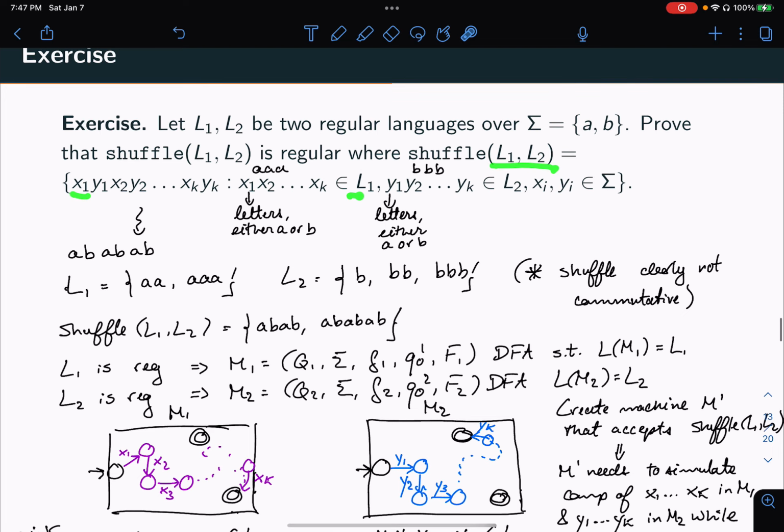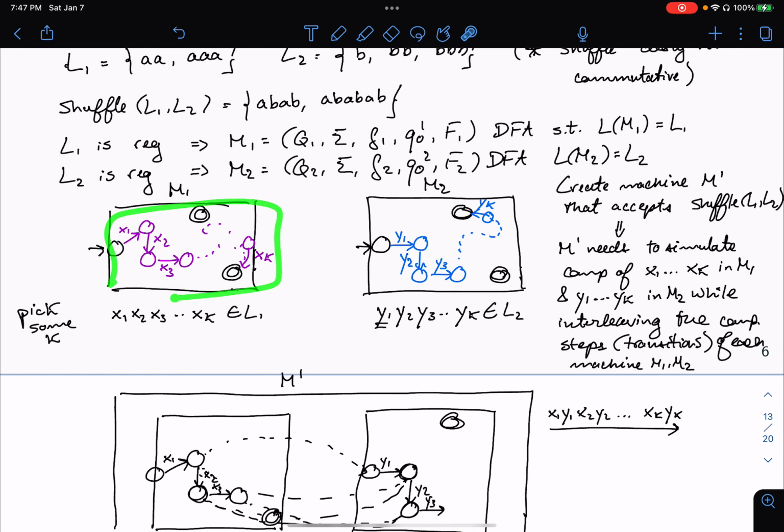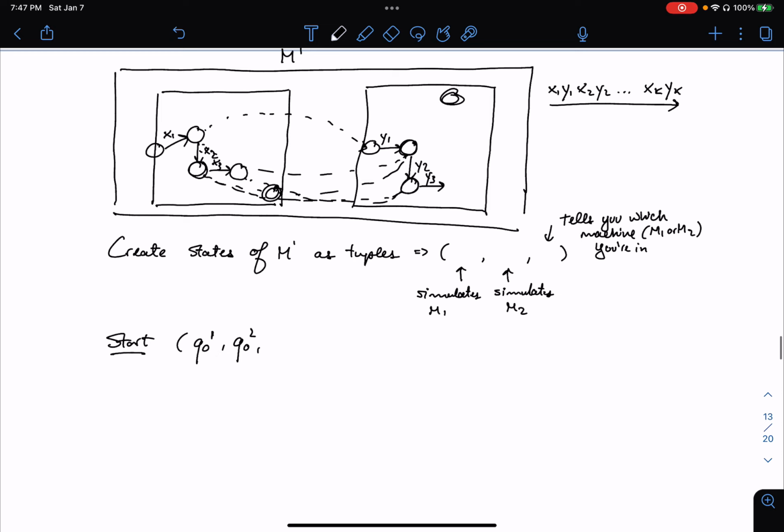The X1 is in L1. So I read the string in L1 first, and I need to start simulating the machine M1 first because that machine corresponds to L1. Each of these are letters, and the first letter of this bigger string is the first letter of the string in L1. Then I have to start my computation in the machine M1.